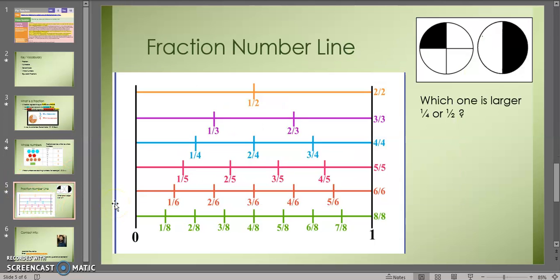In this slide, we can see the number line from 0 to 1, and there are different colors to represent halves, thirds, quarters, fifths, sixths, and eighths. A number line like this can support students with comparing two different types of fractions. Students can see which one is larger and which one is smaller.